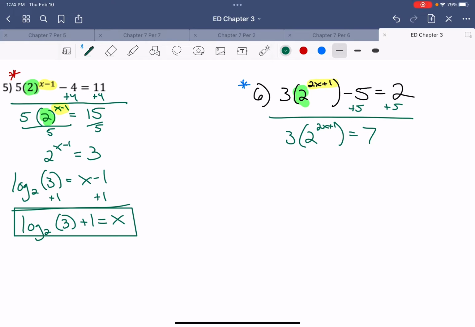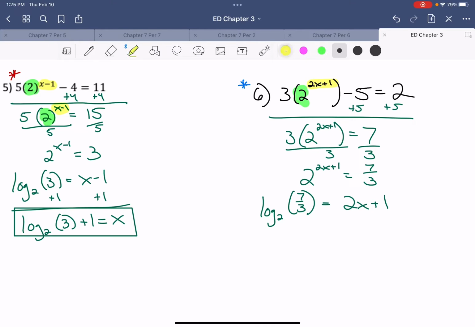It's still not alone, so divide by 3. And notice this time it doesn't divide evenly, which is perfectly fine. We'll just leave it as 7/3. You don't put decimals into logarithm equations, so we'll just leave it as 7/3. That is stuck together from now on. Now it's ready to be rewritten as a log problem. The base is 2 of 7/3, and it's going to equal 2x plus 1.